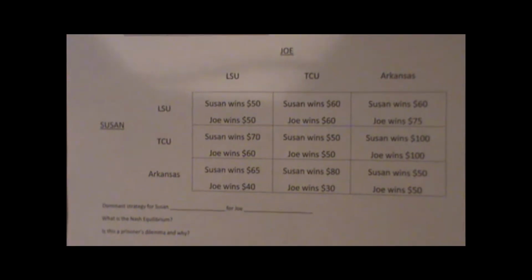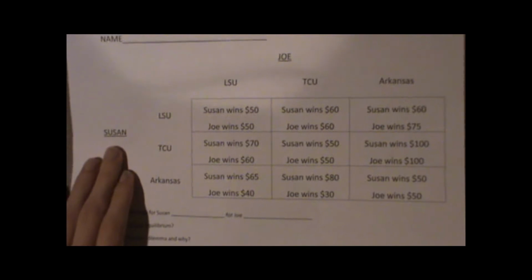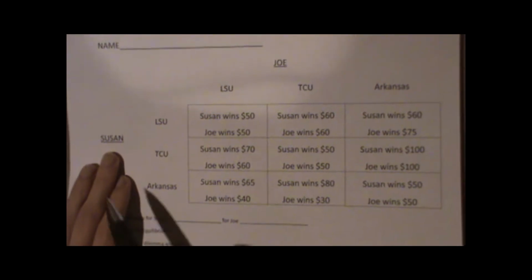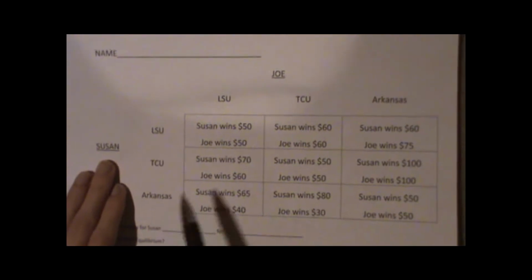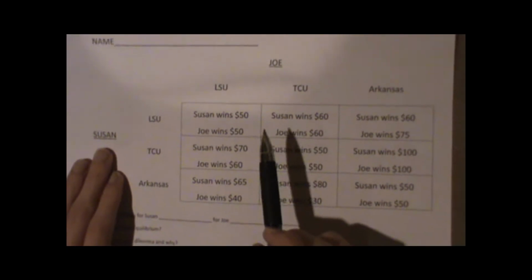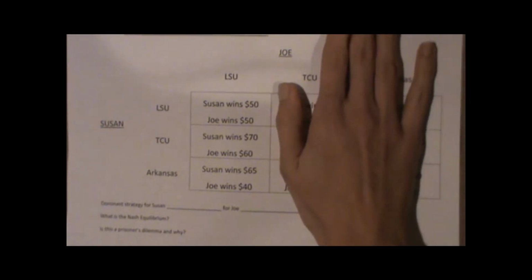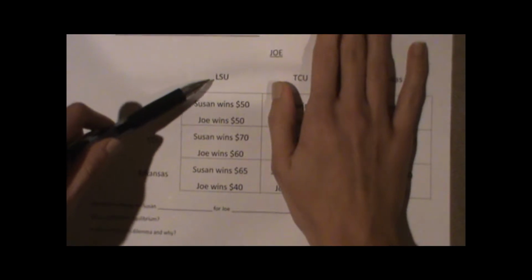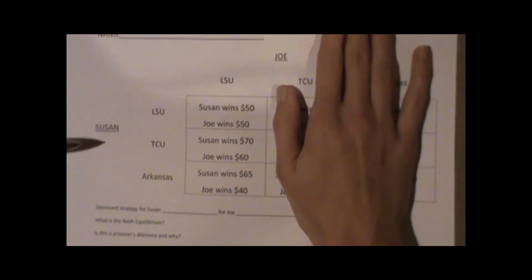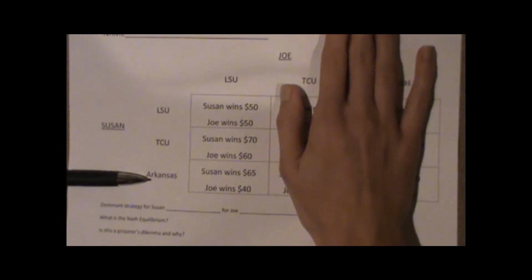Okay, so the way that you do these problems is first assume that you are one of these players. So first we'll assume that we're Susan. And what you want to do is say, okay, I'm Susan. What's the best thing for me to do? But I don't know what Joe's going to do. So what you should do is look one by one at the possibilities of what Joe may choose and then see what's best for you. So first, assuming that Joe chooses LSU, as Susan, is it better for you to choose LSU, TCU, or Arkansas?